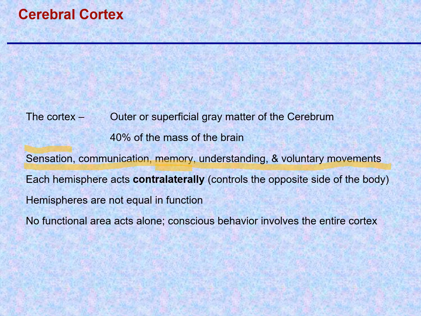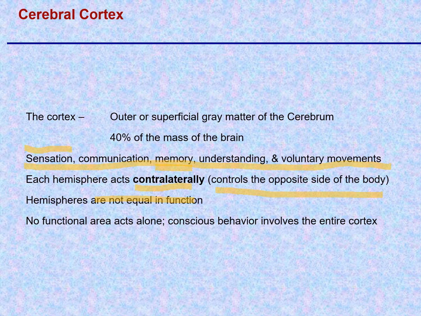An important aspect of the brain is that it acts in a contralateral fashion. Each hemisphere, the right hemisphere and the left hemisphere, act contralaterally in that they control the opposite side of the body. So your left hemisphere controls your right side and your right hemisphere controls the left side. They are not, however, completely equal in function. Some functional characteristics are more often found or are the majority of the control is in one hemisphere versus the other.